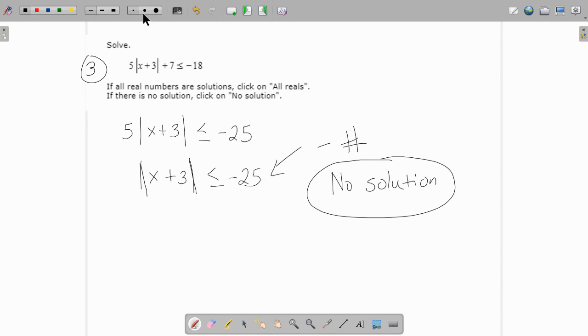Oops, and I did make a mistake. Sorry, I was jumping ahead. Negative 25 divided by 5, we should get -5. So it's still a negative number, no solution. Okay, so we're done. That's an easy problem. Quick.